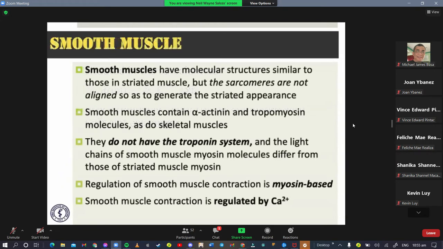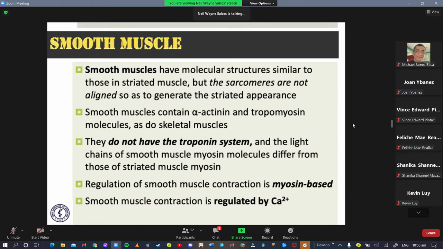Now let's proceed with the smooth muscle. Your smooth muscles have molecular structures that are similar to those in striated muscle, but here the sarcomeres are not aligned so as to generate the striated appearance of your smooth muscles. This contains your alpha-actinin and tropomyosin molecules, just like your skeletal muscles do, and they do not have the troponin system. To take note, this troponin system is absent in your smooth muscle, and the light chains of smooth muscle myosin molecules differ from that of your striated muscle myosin.